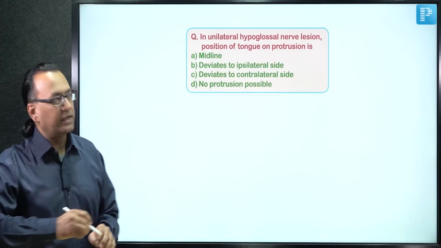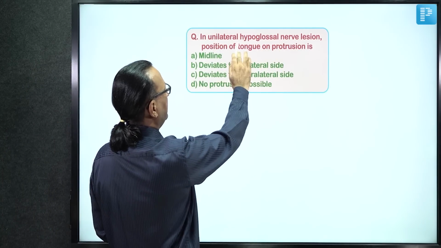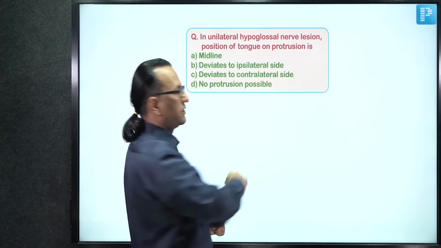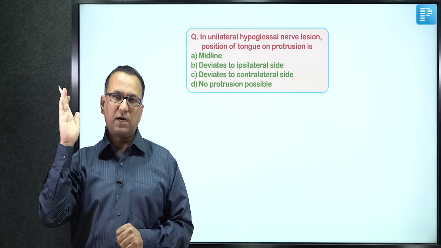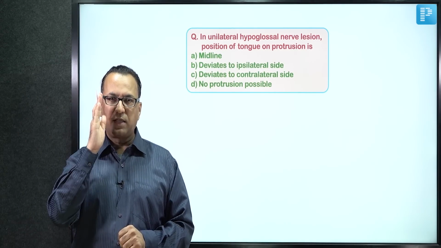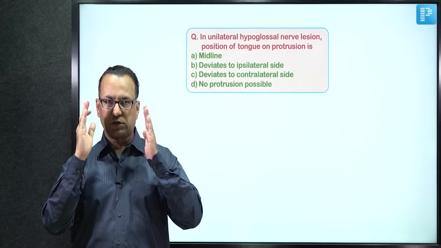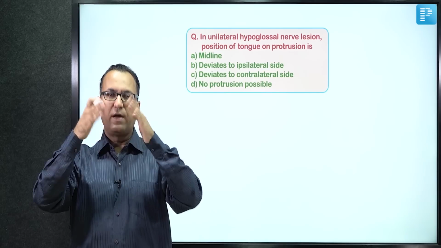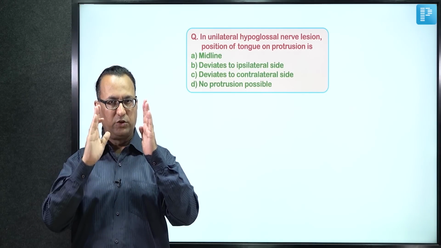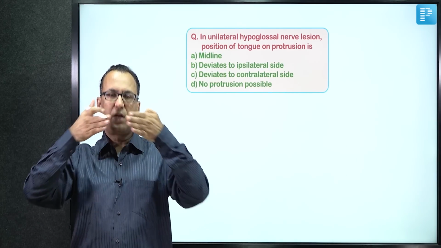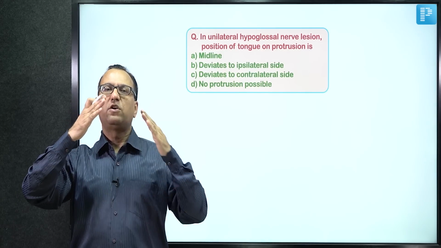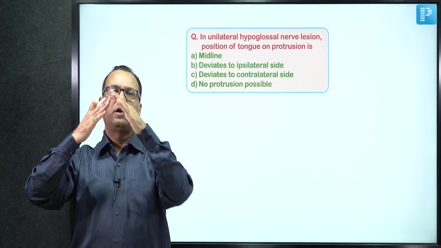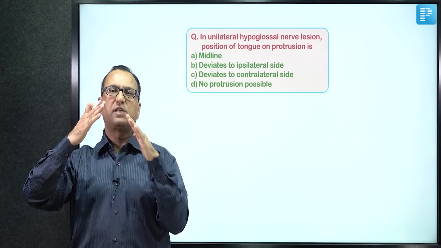In this question, there is one lesion in the hypoglossal nerve on one side, and they are asking for the position of tongue on protrusion. Let us say it is a lesion of the right hypoglossal nerve. It is a lower motor neuron lesion, and then you have to understand, normally there are two genioglossus muscles which will be working together to protrude the tongue, and they balance each other. Now, if there is right hypoglossal nerve injury, the right genioglossus is not working. So if the right genioglossus is not working, then the left genioglossus becomes more powerful, and it will push the tongue not only forward but towards the right side also, towards the side of the lesion.